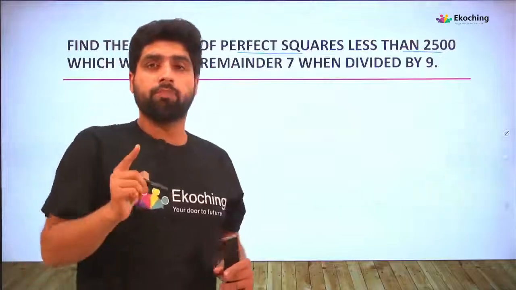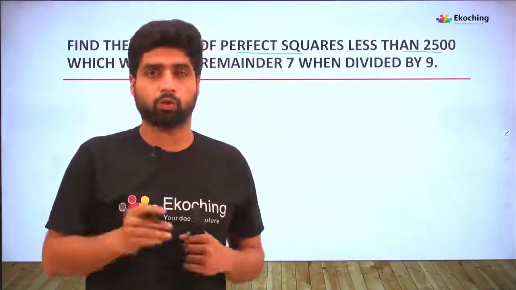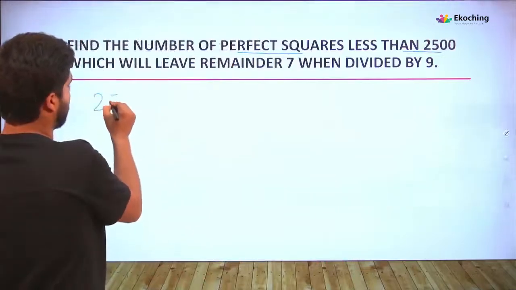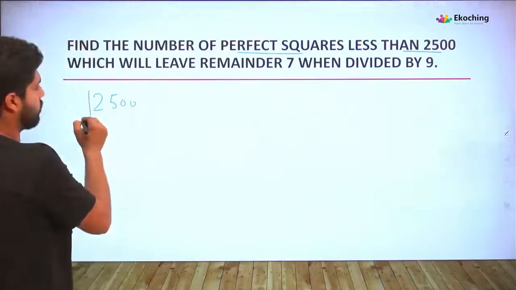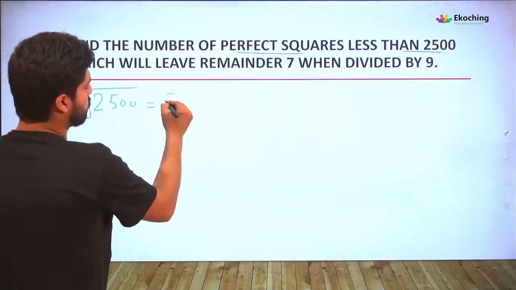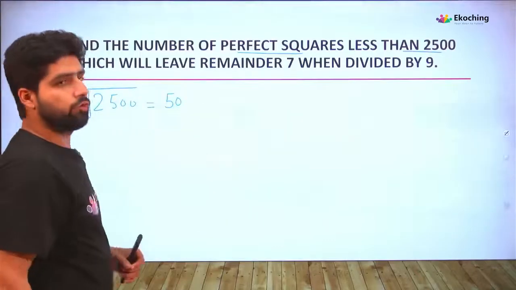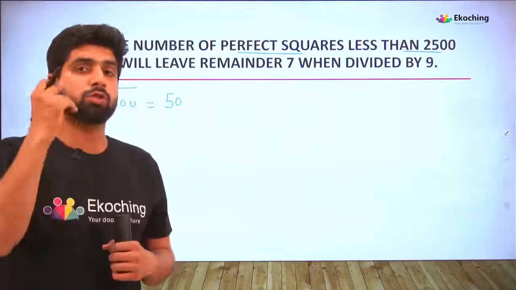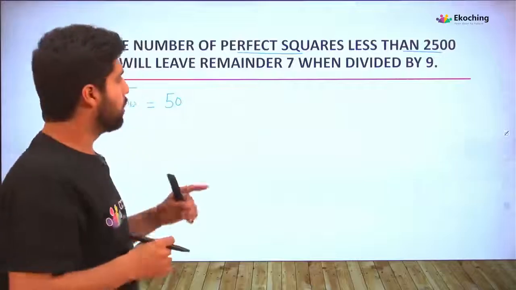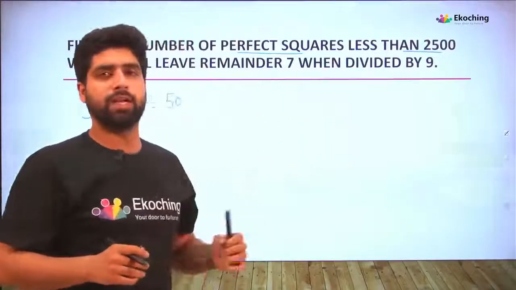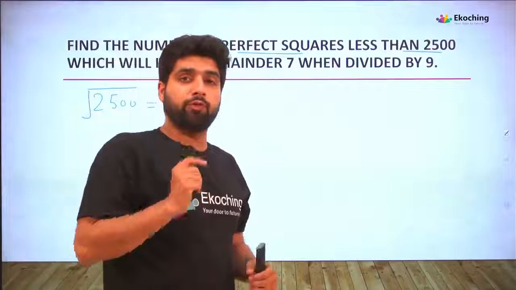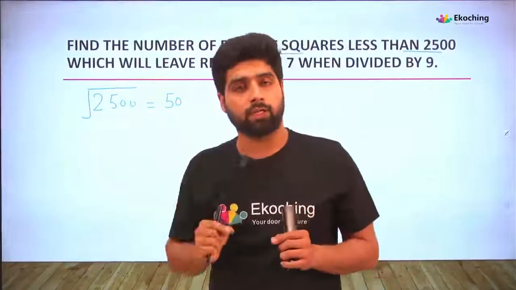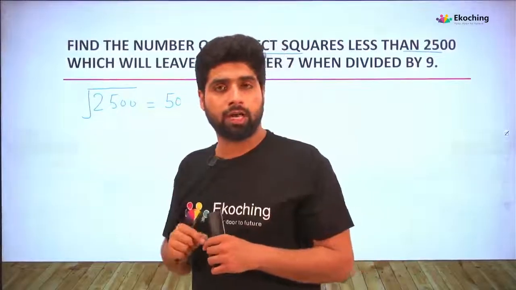So here we must know the properties of squares and square roots. This number 2500, if you see, is a perfect square. It's a perfect square of which number? It's a perfect square of 50. So we need to find till 50 how many numbers there are whose square when divided by 9 will leave the remainder 7. Now the very first thing which will come to our mind: do we need to solve till 50 for all the numbers, or till 49?